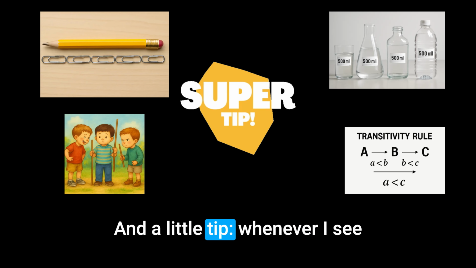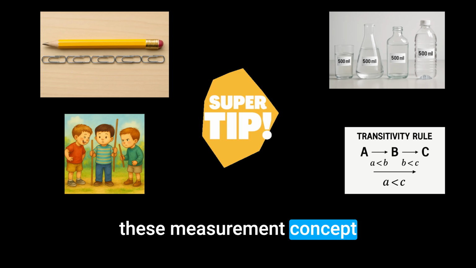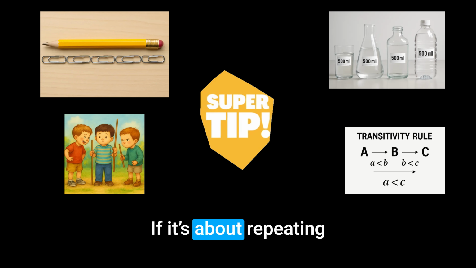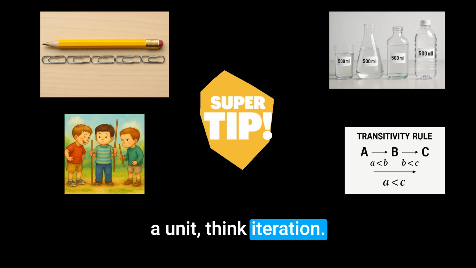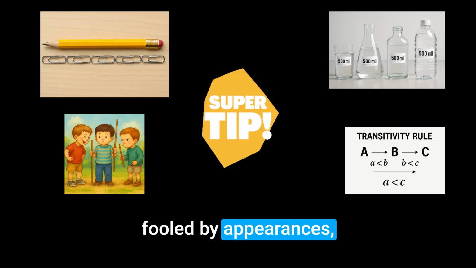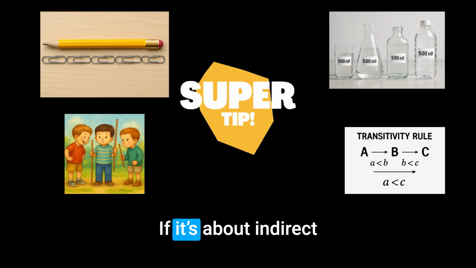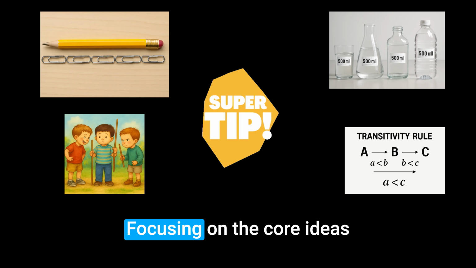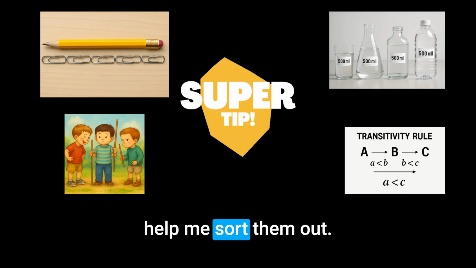And a little tip. Whenever I see these measurement concept questions, I look for key ideas. If it's about repeating a unit, think iteration. If it's about not being fooled by appearances, that's conservation. If it's about indirect comparisons, that's transitivity. Focusing on the core ideas helps me sort them out.